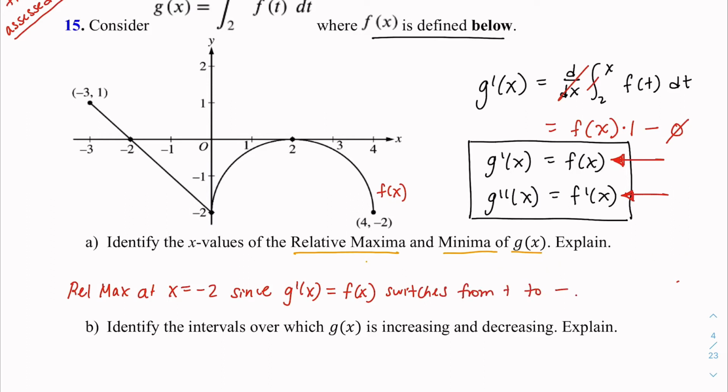Now I'm looking for a relative min, so I need where g prime of x, which is f of x, to switch from negative to positive. Well, let's see. I was going to say at 2, but it actually doesn't work out because on the left f is negative, and on the right f is negative, so it never makes that switch over to the other side. Hence, there is no relative min.